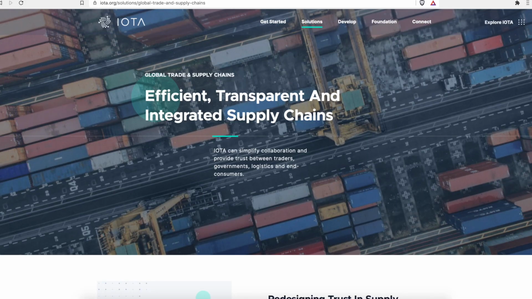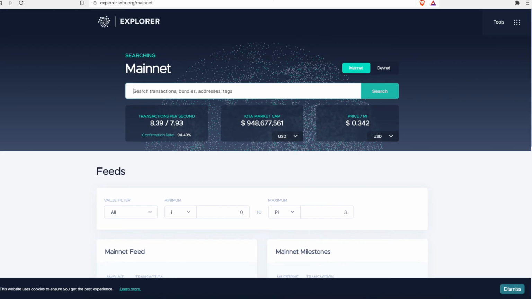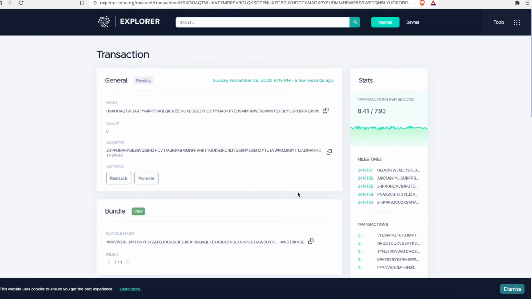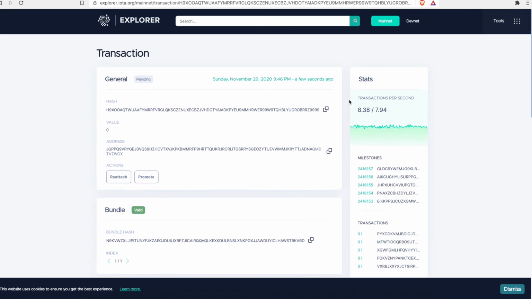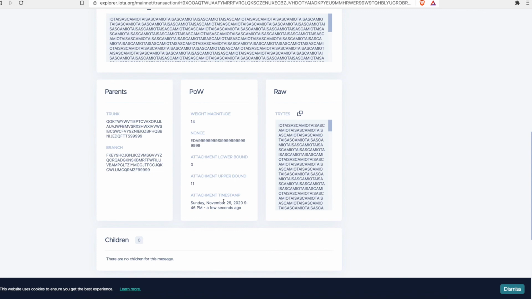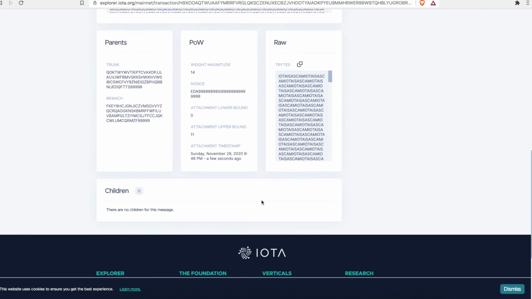Let's see. Didn't you already describe this? You can also go onto their mainnet feed, click on any transaction you want. See, this is the current transactions per second. Yeah, it just tells you a little bit about the transaction.